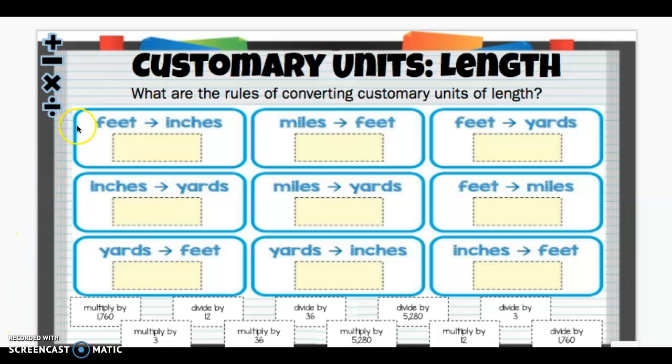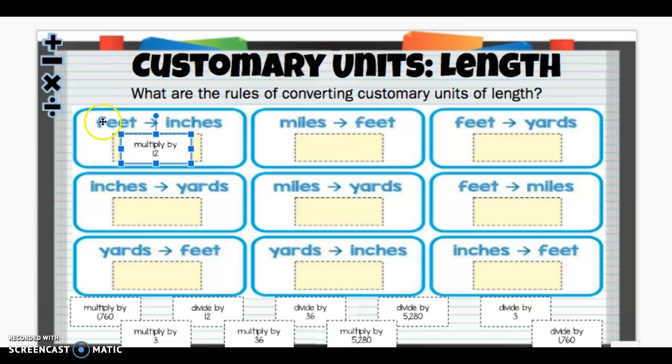All right, so we need to look at what are the rules for converting customary units and length. So we have to convert feet to inches. If we have 1 foot, that's like having one ruler. How many inches is that? You would have to determine that that is 12 inches. So if you're going from feet to inches, you're going to multiply by 12 because feet are bigger.